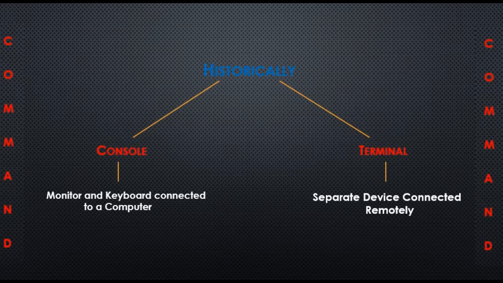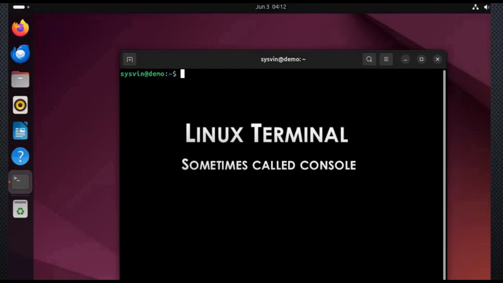So where do the terms come from? Well, historically, console was used as a keyboard, mouse, and monitor that directly attached to a computer. Terminal, on the other hand, was a separate device that connected remotely and allowed many users to connect at the same time. When we talk about terminal, we're actually talking about a terminal emulator. Modern terminal emulators are software programs that replicate the behavior of those physical terminals.